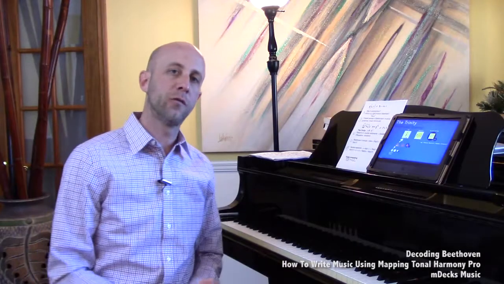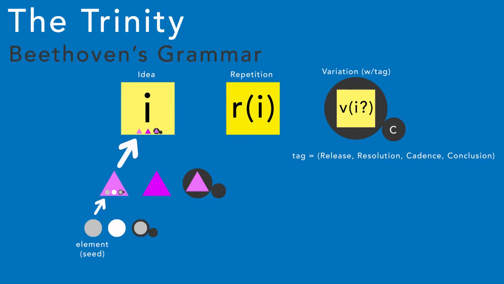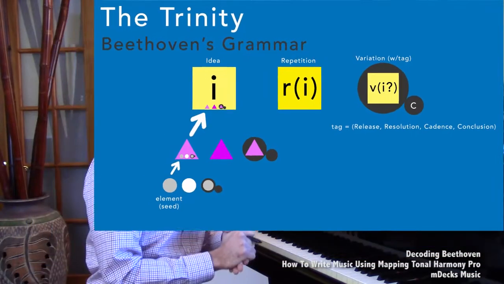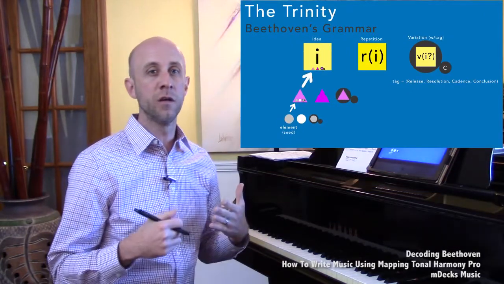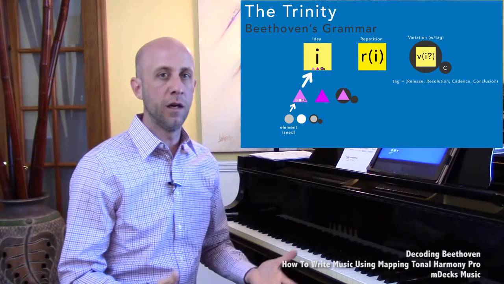Okay, so Beethoven's grammar. On screen we have a little illustration we're going to refer to as the Trinity, because it's made up of three components. What we have here is the idea, the repetition of that idea, and then a variation. So within this piece and a lot of Beethoven's catalog, you're going to see this sort of writing.